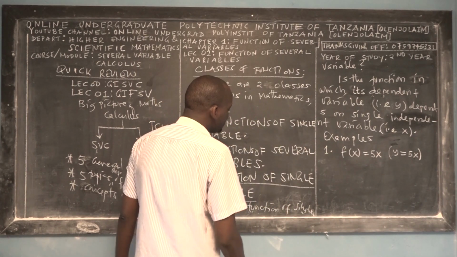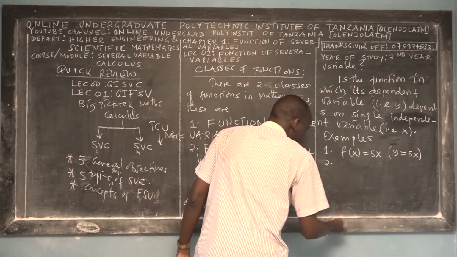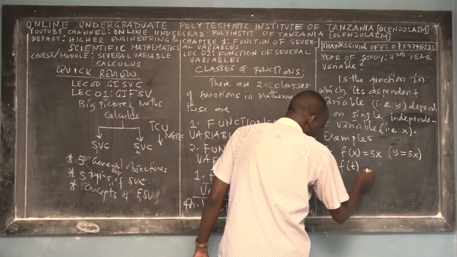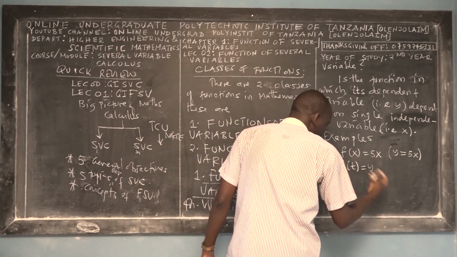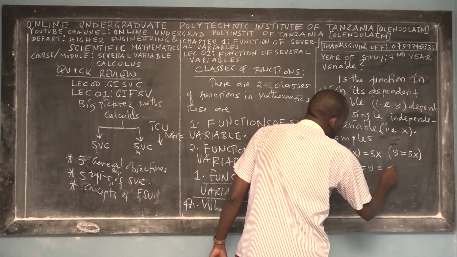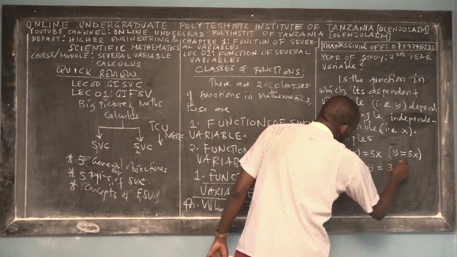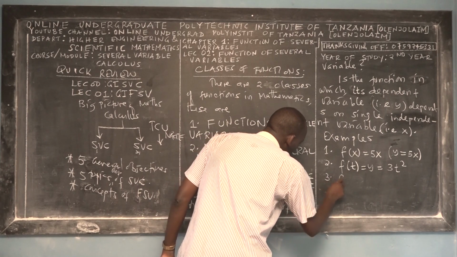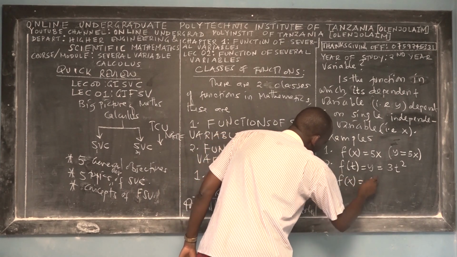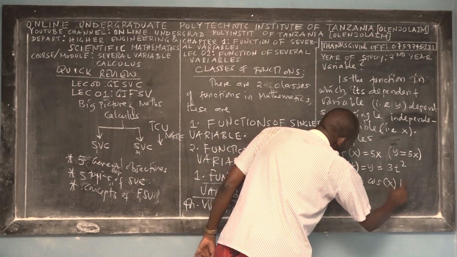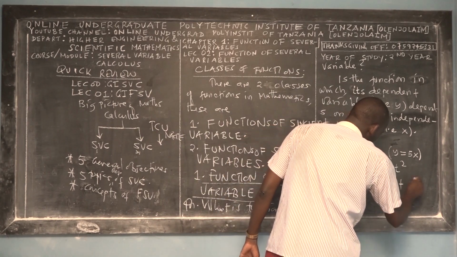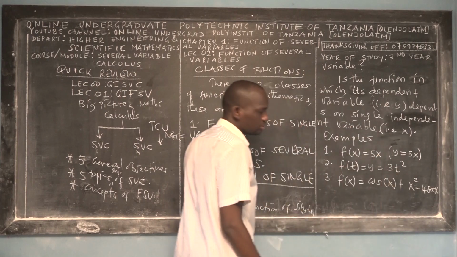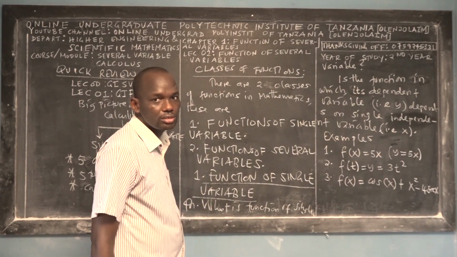Right? And then you can have another function. You can have maybe a variable, now it is t, but this is also equal to y, that returns y. But this now is equal to, let's say, 3t squared. We can also have another function, possibly f of x equal to cos of x plus, let's say, x squared minus 4 sec of x. So this is another example of a function.